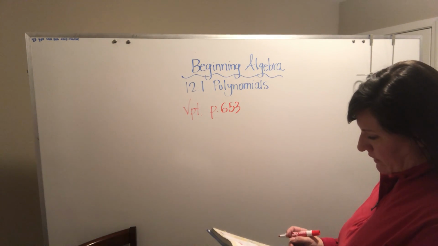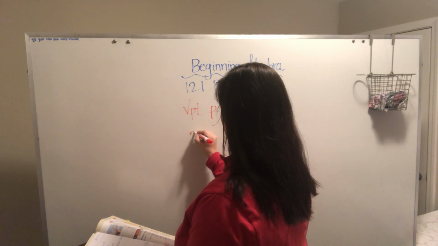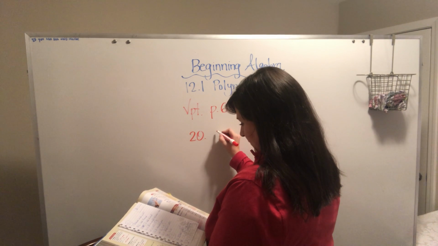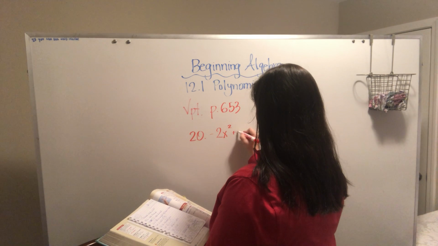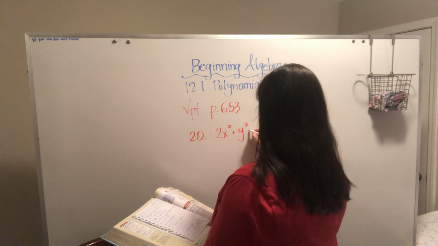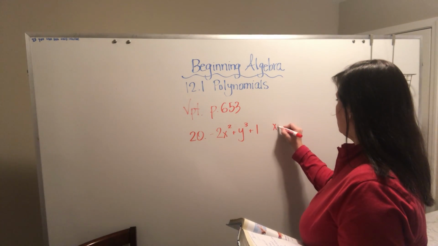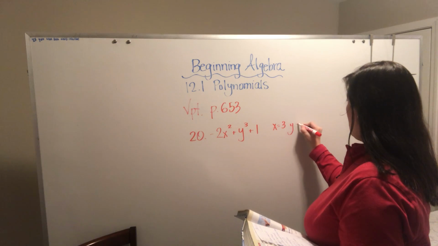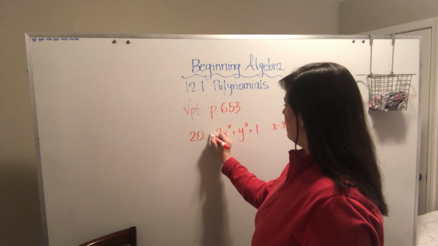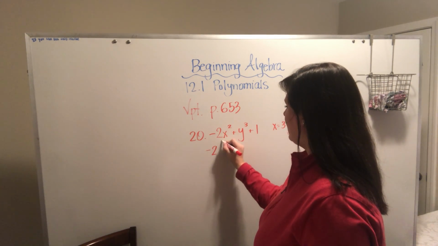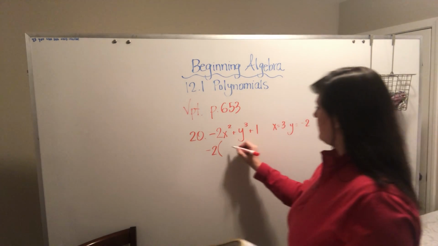Let's look at number 16. Oh, you're going to say, pick a hard one, Miss Winfrey. All right, let's do 20. Maybe that's harder. Again, I am writing the problem. Negative 2x squared plus y cubed plus 1. In the directions, they say x is 3, y is negative 2. Be careful. If you have a negative here, that stays negative. Now you square. X squared, 3 squared is 9.